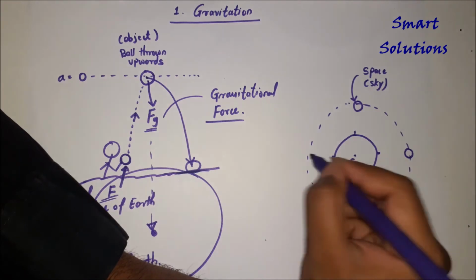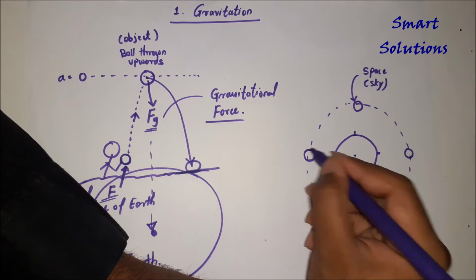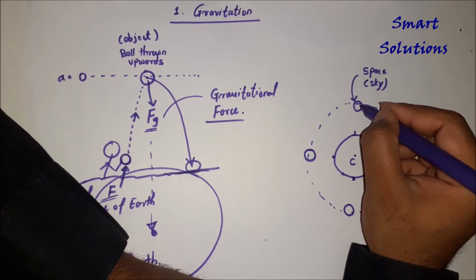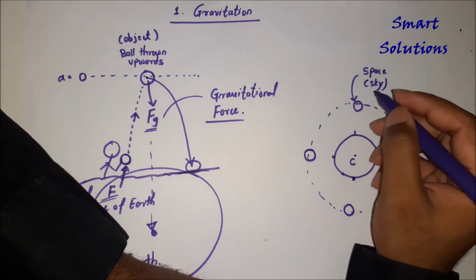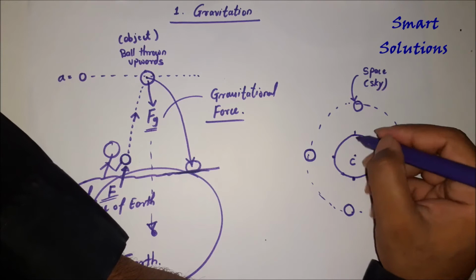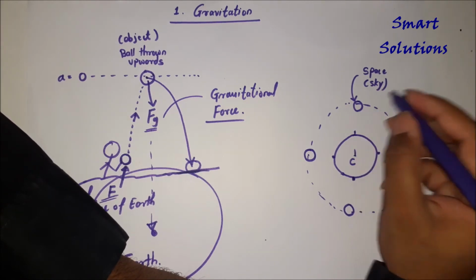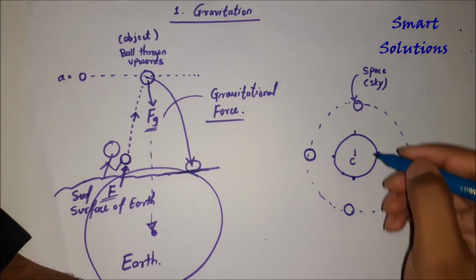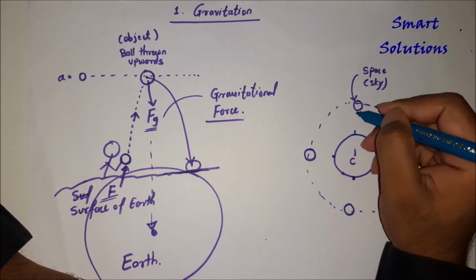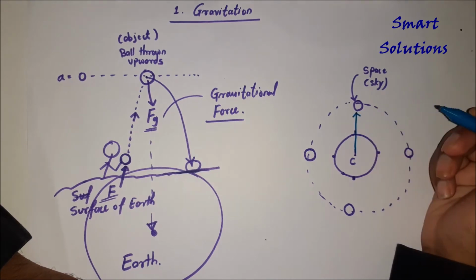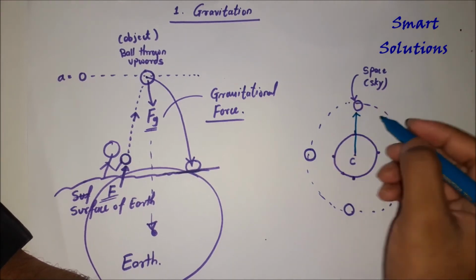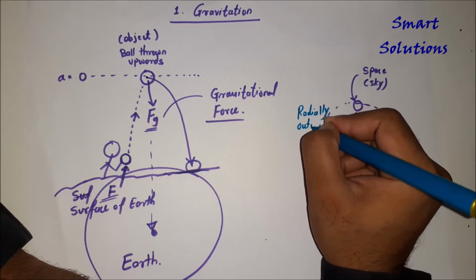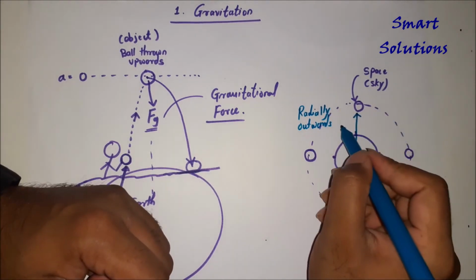If a person is standing here and throws the ball outwards from the surface of Earth, and let us say it goes to this point, then what happens? Every time the ball goes upwards or radially outwards, we will specifically use the word radially. Let us draw this with another color. So this is the radial direction, okay? You understand what is radially? So this is radially outwards. This is our radially outward direction.